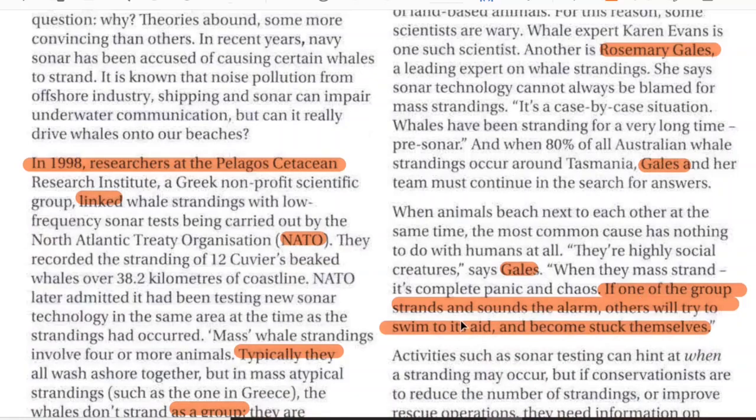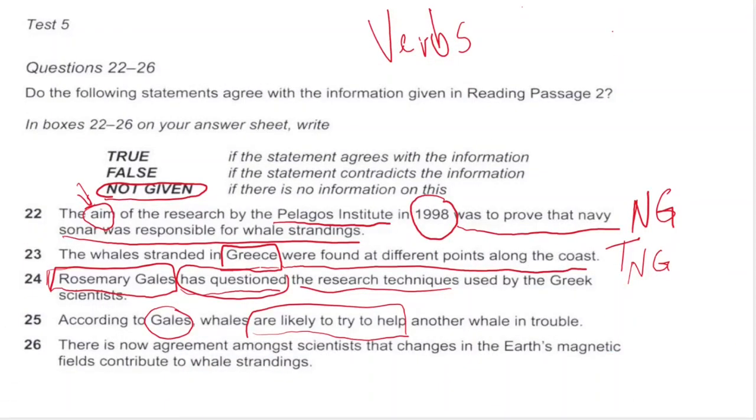If one of the group strands and sounds the alarm, others will try to swim to its aid and become stuck themselves. So here we have the word aid means the same thing as help in the question. According to Gales, whales are likely to try to help. So they are going to help or aid each other. So the answer here is very clear. True. And we don't need to read anymore.